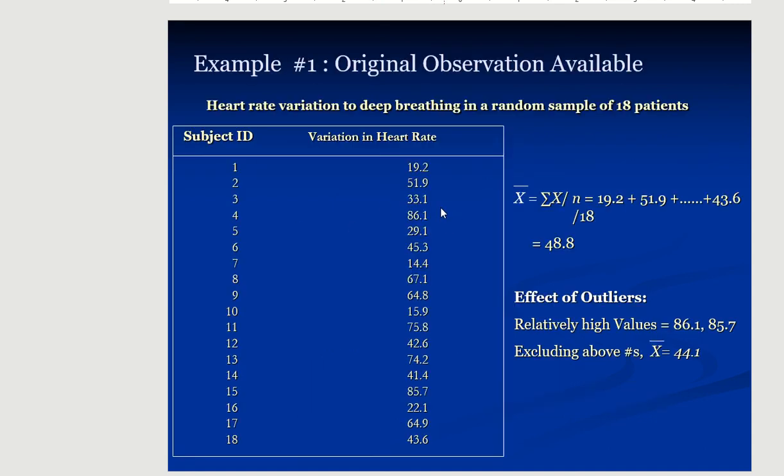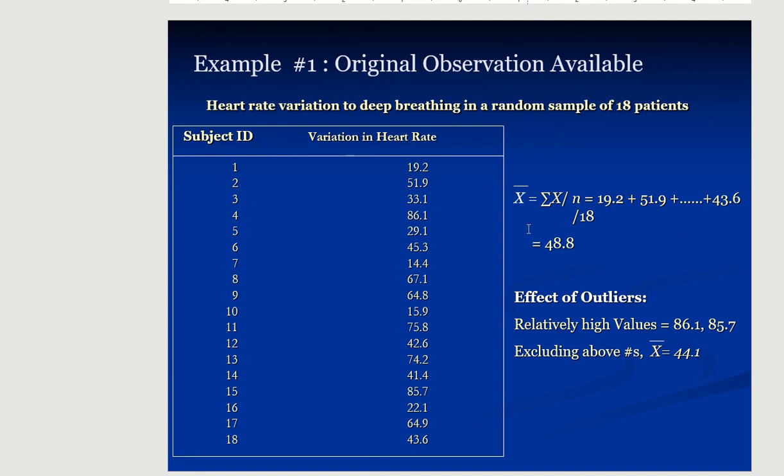So here you have an example. In this example, we're looking at a sample of 18 individuals, and what we measured is something called variation in heart rate to deep breathing. It's a certain measurement that is used in health, and you have the values of these 18 individuals. The way we calculate the average is we're going to add up these values, so 19.2 plus 15.1 plus 0.9, all the way down to 46.3, and you divide by 18 because you have 18 observations. That will give you the mean 48.8. Since this is a sample mean, we write it as x bar.